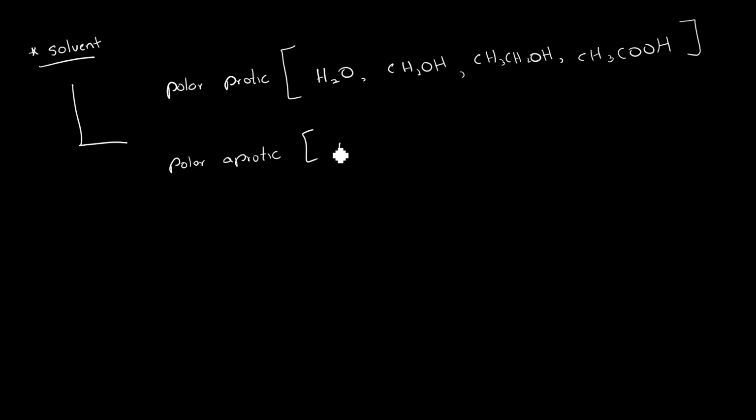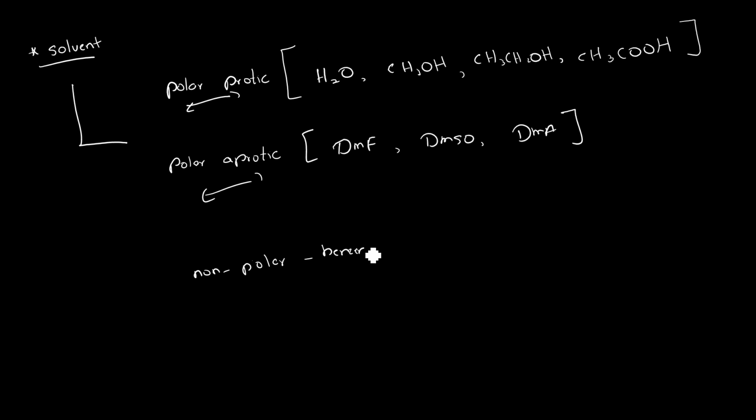Like DMF, DMSO. Basically these are much more polar, these are less polar. So DMSO and DMA, these guys are polar aprotic. And finally you have non-polar. You know what the non-polar compounds are, right? Benzene, hexane, likewise these guys. So these are highly polar, these are middle, these are non-polar.